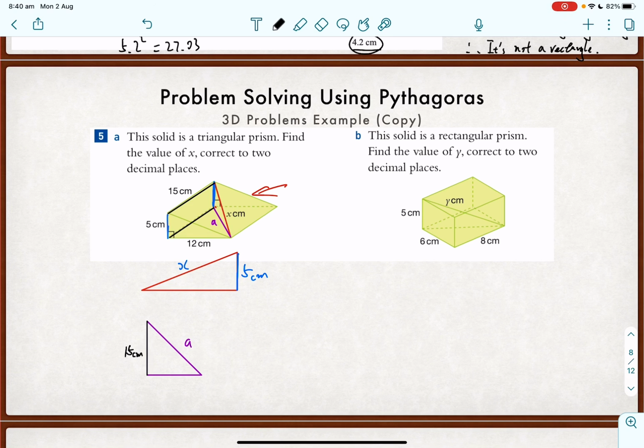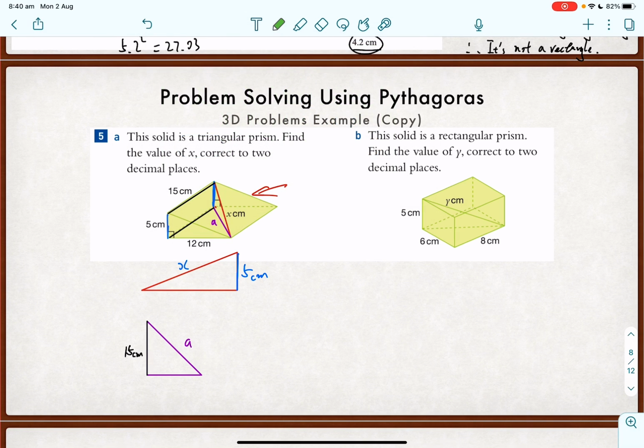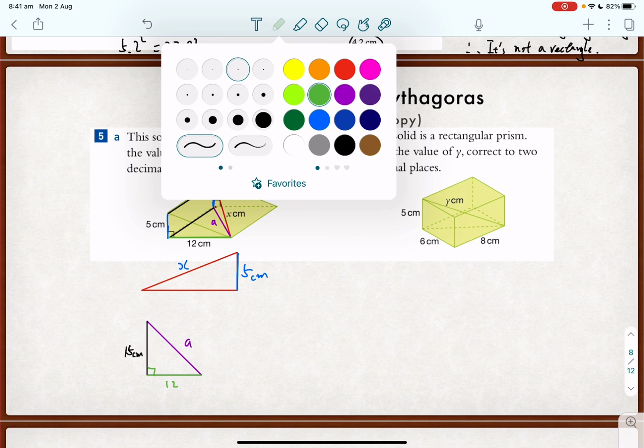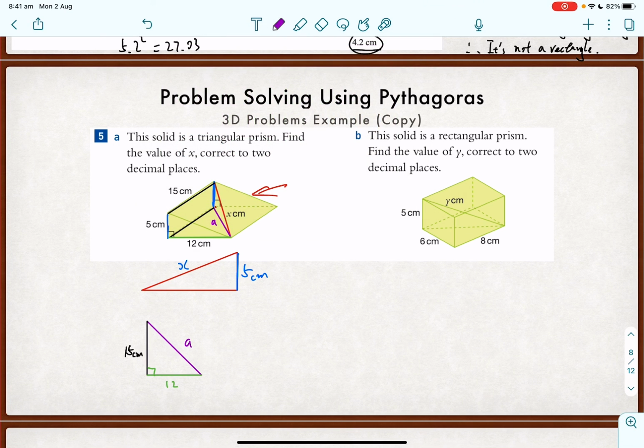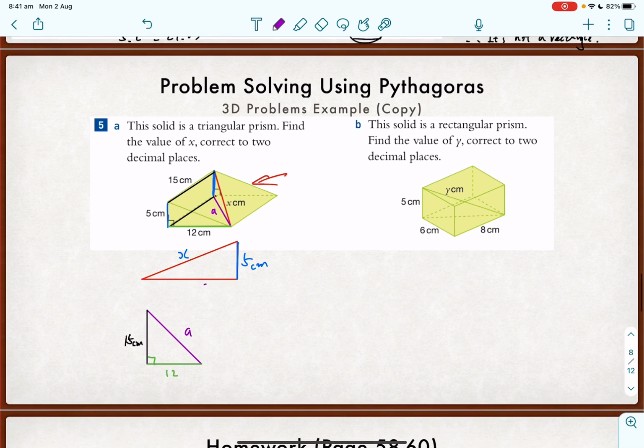Okay, now this one here, I'm running out of color. I'm going to use green. This one here should be the same as this one here. Oopsie. Right, so that means it is 12. Okay, and A here is that A here. Okay, so what we need is, oopsie.